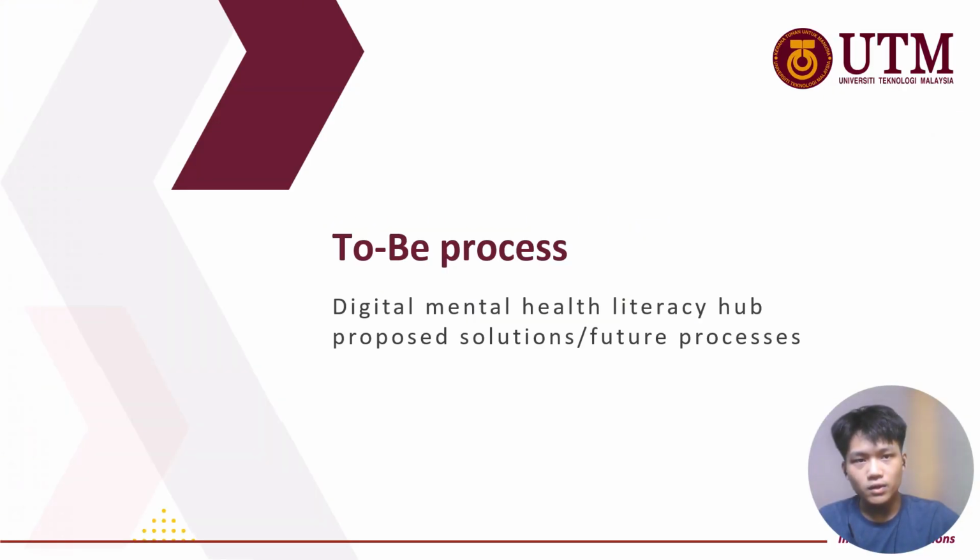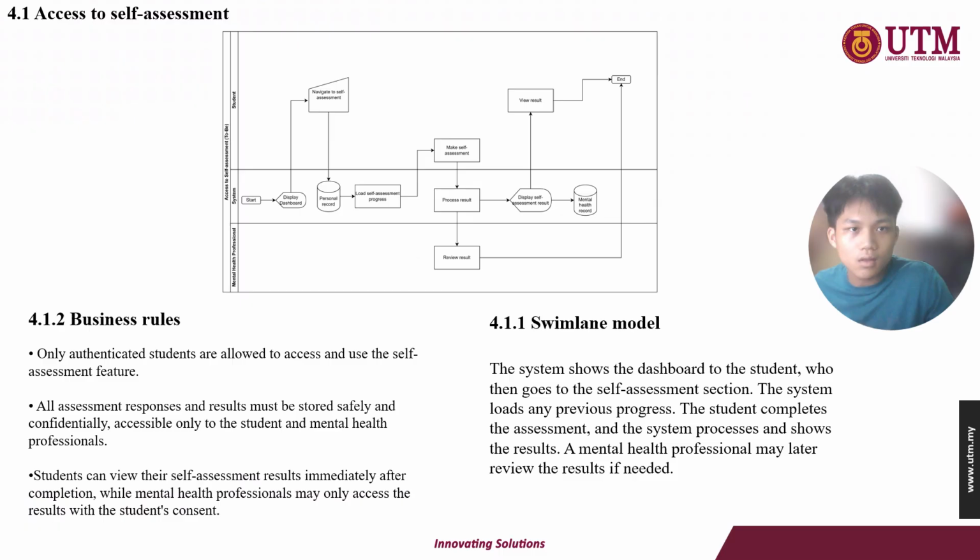Now we will present the to-be process of the Digital Mental Health Literacy Hub, which illustrates how the proposed system would function. The page shows the Swimlane model for the to-be process of self-assessment. It starts with the system displaying the dashboard to the student, who navigates to the self-assessment section. The system loads any past progress. The student completes the assessment, and the results are shown immediately. A mental health professional may later review the results. Business rules ensure only authenticated students can access the tool, all data is kept confidential, and professionals can only view the results with student permission.